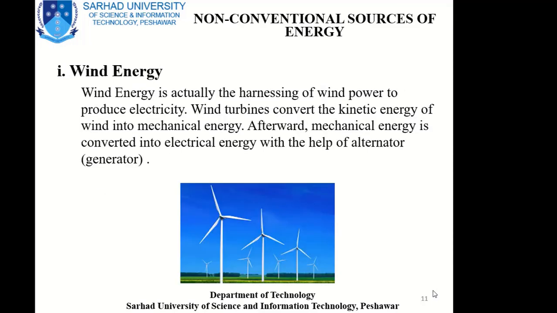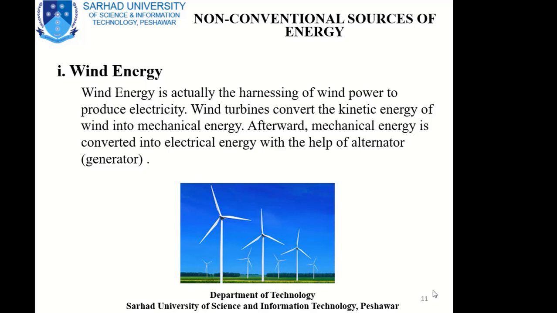So number one is wind energy. Wind energy is the harnessing of wind power to produce electricity. When you install a setup as in the figure, these are the wind turbines. So you are harnessing the wind power and producing electricity from it. A wind turbine converts the kinetic energy of wind.